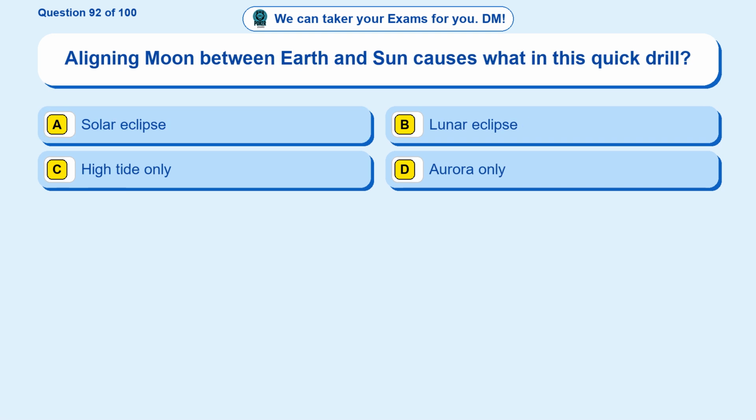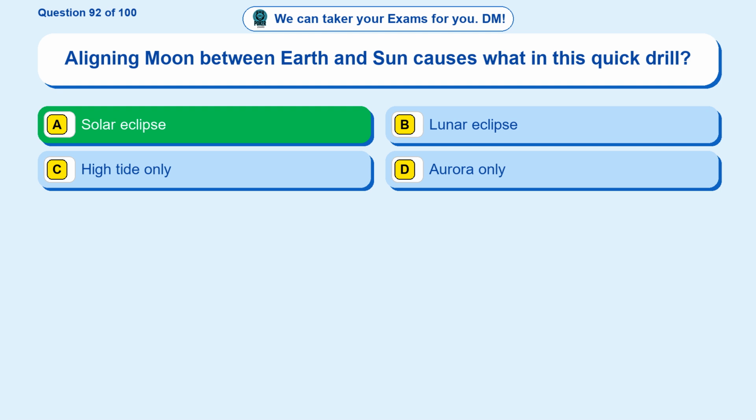Question 92. Aligning moon between Earth and Sun causes what in this quick drill? Option A, solar eclipse. Option B, lunar eclipse. Option C, high tide only. Option D, aurora only. The correct answer is option A.